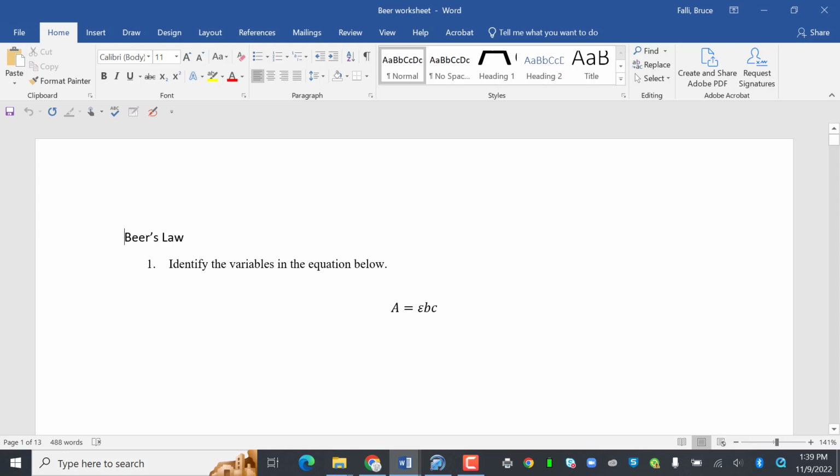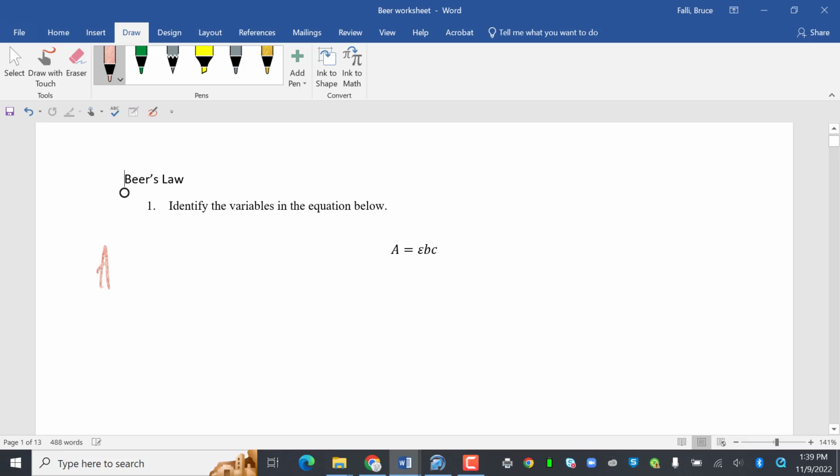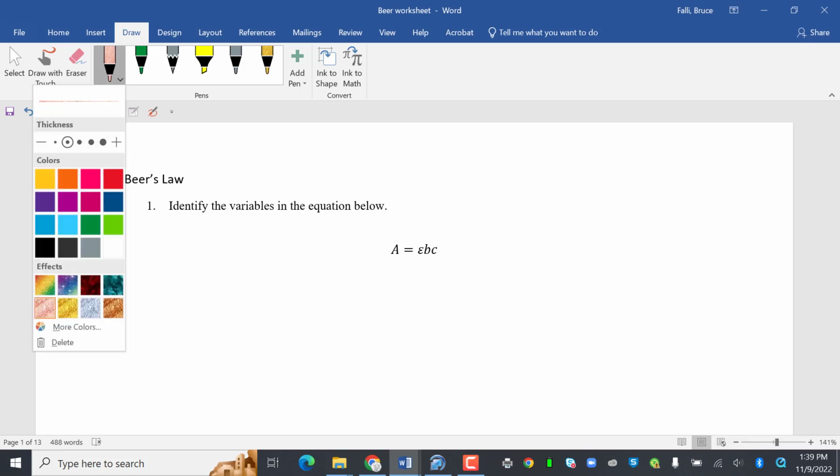Whoa, that got really big. And key it out. Identify the variables in the equation below, from your notes.